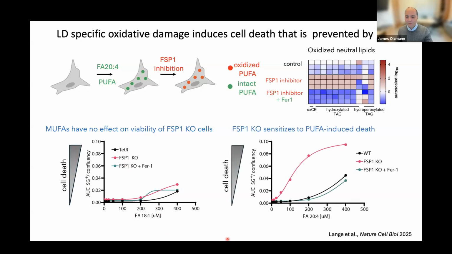But we saw something quite different when we used our polyunsaturated fatty acid, our PUFA, arachidonate. As we get to higher concentrations, this is well tolerated in wild-type cells up to about 200 micromolar, but we see something very different with our FSP1 knockouts. Here, as early as maybe 50 micromolar, we start to see the induction of cell death, and these cells are nearly completely dead by about 200 micromolar in this cell line. And this indicates that loss of FSP1 sensitizes to PUFA-induced cell death, right?